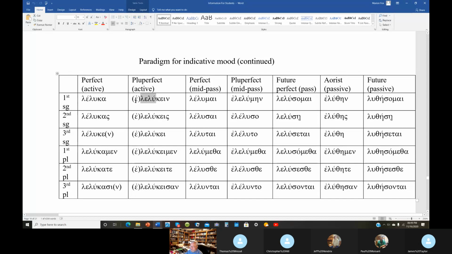Sometimes the augment's there, sometimes it's not. Right? There's your stem, augment sometimes. That's what that parentheses means. Kein, and again, we'll try it.